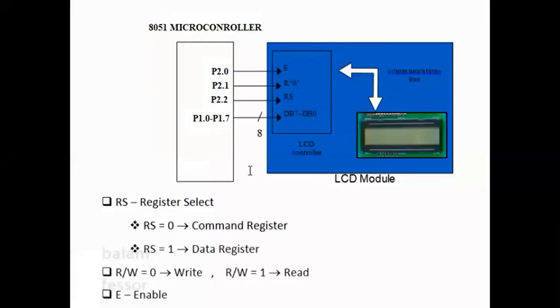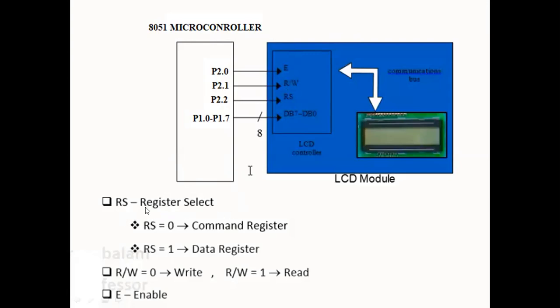So how the LCD is connected to the microcontroller: you have 8 data lines, DB0 to DB7. DB0 to DB7 are connected to port 1.0 to 1.7. For latching the LCD, the enable pin is connected to port 2.0, and read by write bar is connected to port 2.1. The RS pin, the register select, is connected to port 2.2.